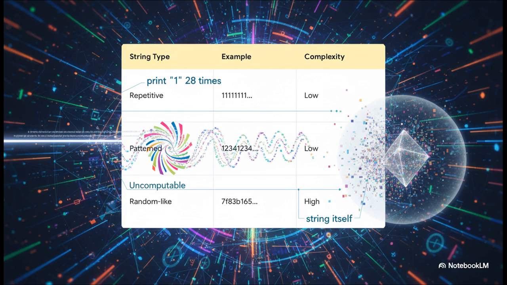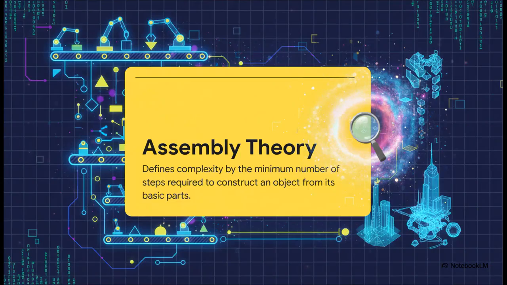Now, there's just one little catch with this beautiful theory. It's been mathematically proven that you can never actually be sure you found the shortest program. It's uncomputable. So brilliant idea, but not so practical. And that brings us to a super cutting-edge and thankfully computable alternative, assembly theory. Instead of thinking about the shortest description, this theory defines complexity by construction. It asks, what is the shortest possible assembly line, the absolute minimum number of steps you need to build this object from its most basic parts?